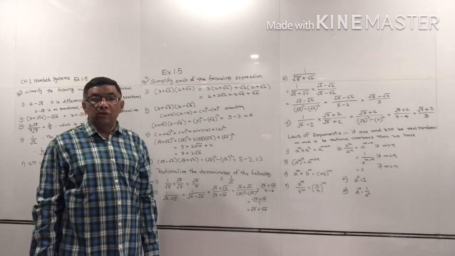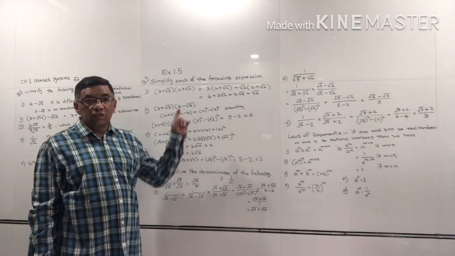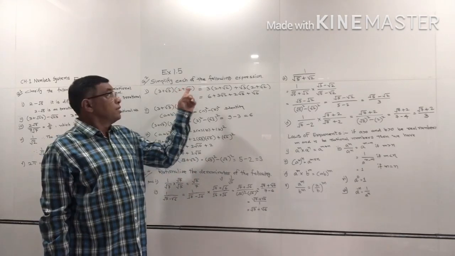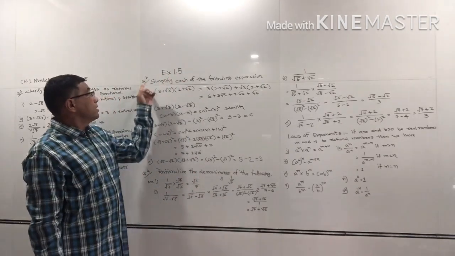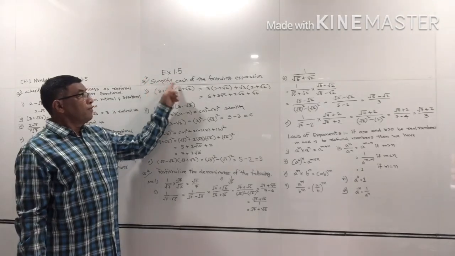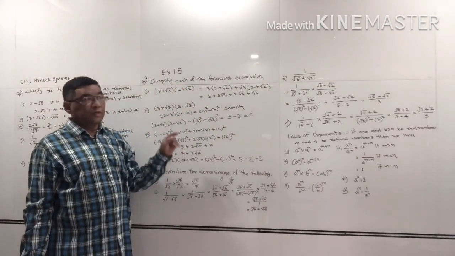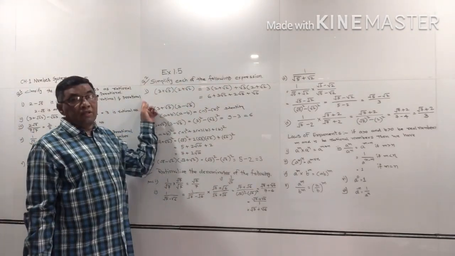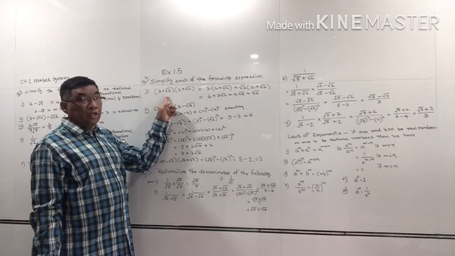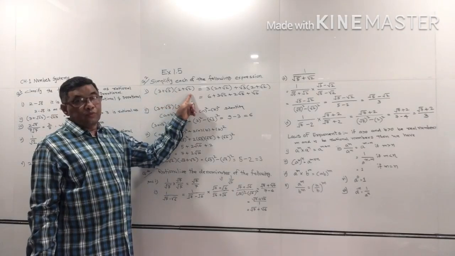Exercise 1.5, question number 2. What is the question? First we see that in exercise 1.5, question number 2, that is, simplify each of the following expressions. In that, the first one is (3 plus root 3)(2 plus root 2).